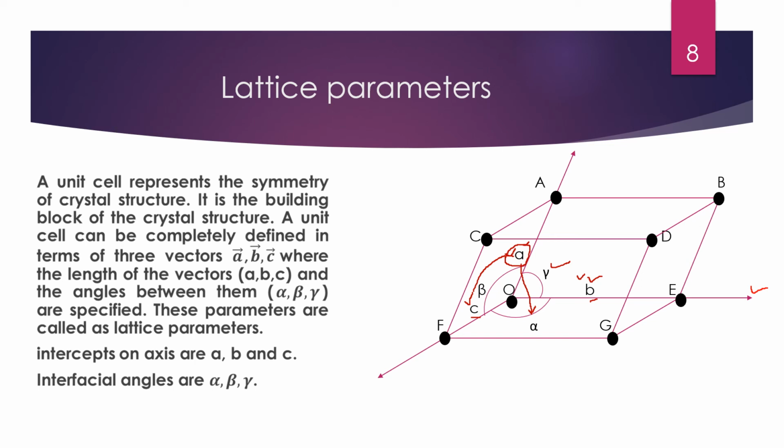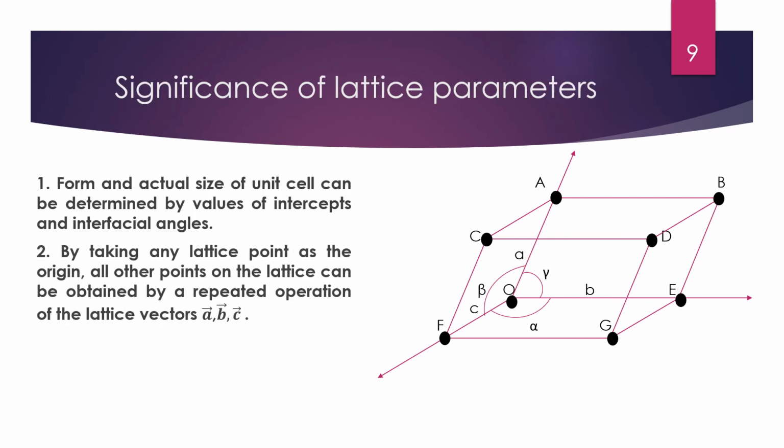So vector A, vector B, vector C are the three vectors along the three crystal axis directions, and the angles between these vectors are defined as alpha, beta, gamma. But we have to check that alpha is the angle between vector B and C, beta is the angle between vector A and C, and gamma is the angle between vector A and vector B. These are the 6 lattice parameters which are very important to classify the Bravais lattice.